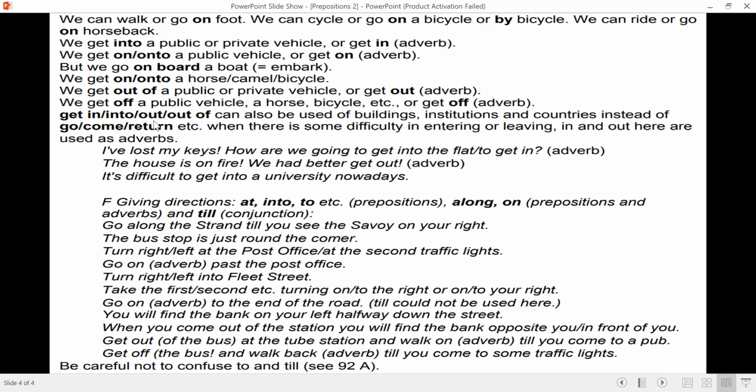Get in, into, out of can also be used of buildings, institutions, and countries instead of go, come, return, etc. When there is some difficulty in entering or leaving, in and out here are used as adverbs. For example, I have lost my keys. How are we going to get into the flat? To get in, etc. You can see the other examples over here. These are given in the following examples.